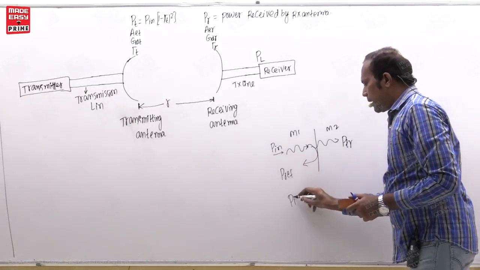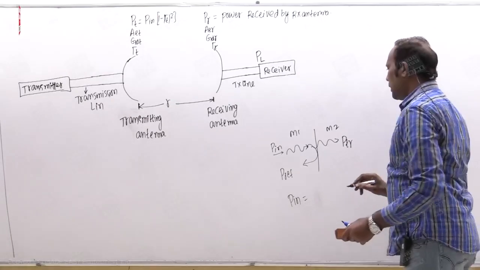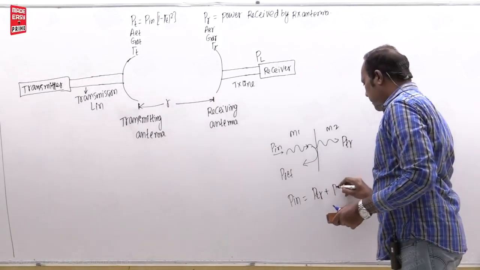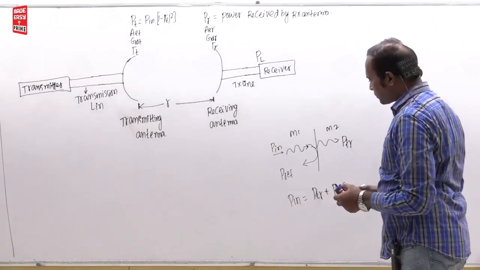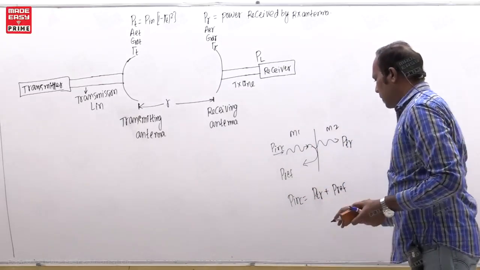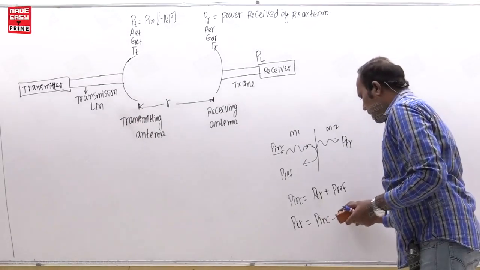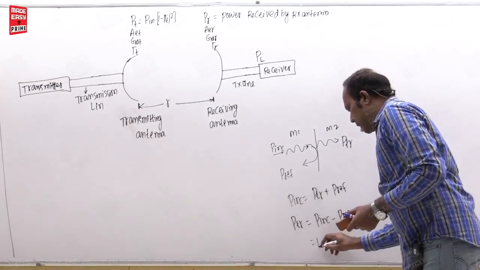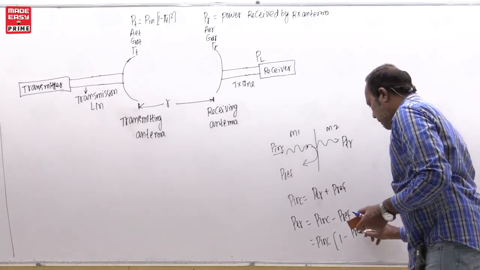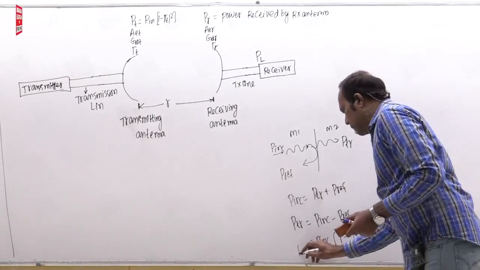Power can neither be created nor destroyed. So total input power is equal to power transmitted plus power reflected. I am calling this the incident power. Now power transmitted is equal to incident power minus reflected power. That is nothing but incident power times (1 minus power reflected divided by P incident). So this is nothing but P_T.